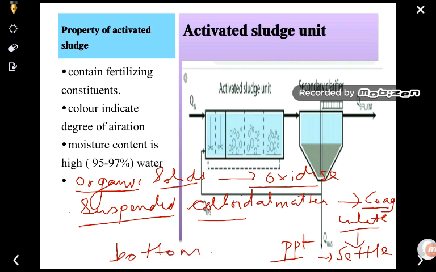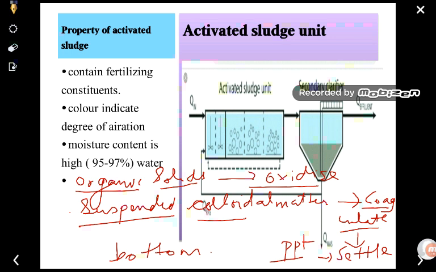So that's why activated sludge is utilized over here, in order to get the coagulant effect, either by means of oxidizing rapidly or by settling as precipitate at the bottom. That's why this unit is said to be the activated sludge unit, where activated sludge is used.